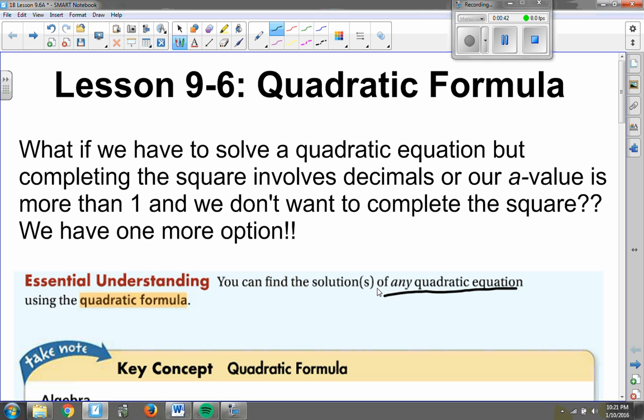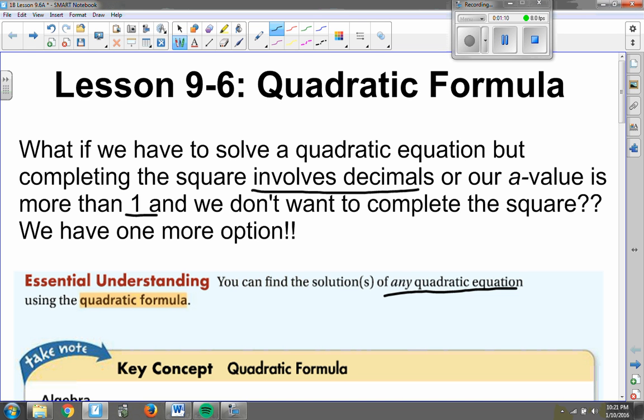Okay, so we looked previously at completing the square as a way to solve when we can't factor. The quadratic formula is a way to solve a quadratic equation when completing the square potentially involves decimals, or our a value is more than 1 and we don't want to divide and deal with those decimals in completing the square. So we will use the quadratic formula in that situation.